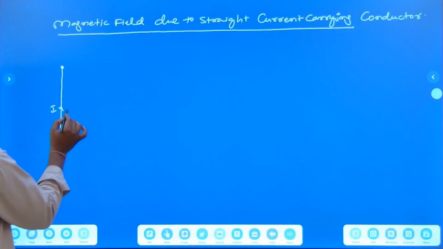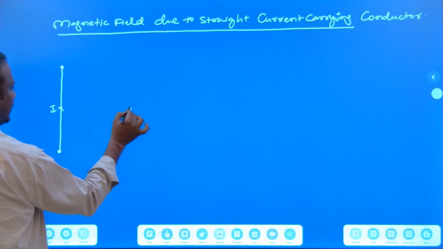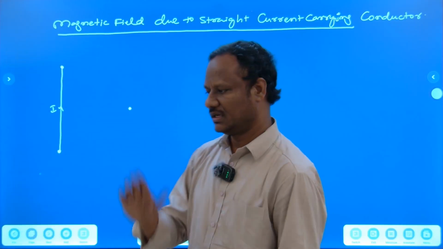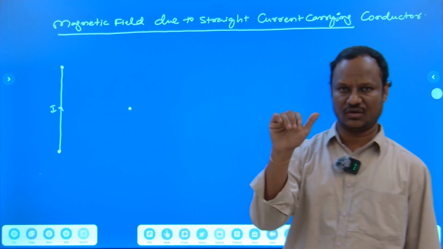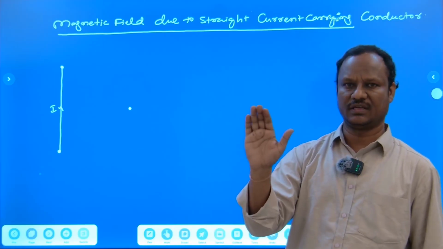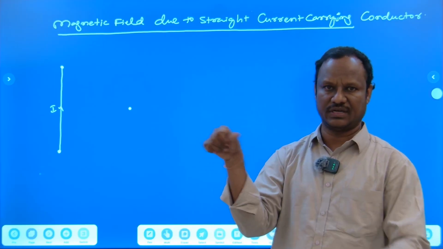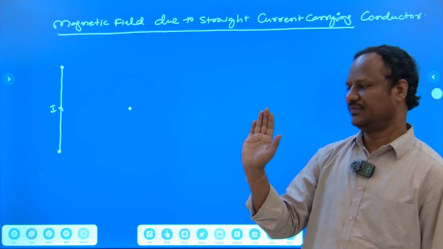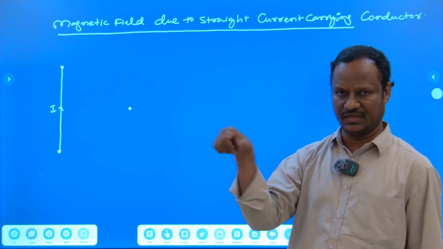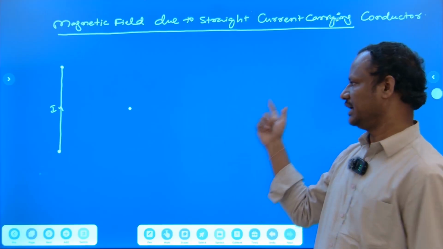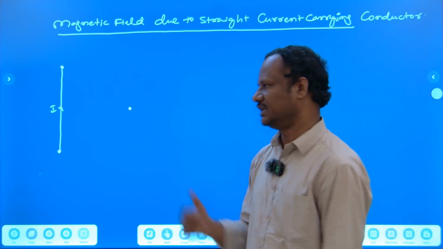Here I want to find the field. Earlier, for the arc, we used the right hand curling finger rule. Curling fingers are in the direction of current and the thumb indicates the direction of the magnetic field. If it is clockwise, the field is like this; anti-clockwise means into the plane. Like that, we did different applications.